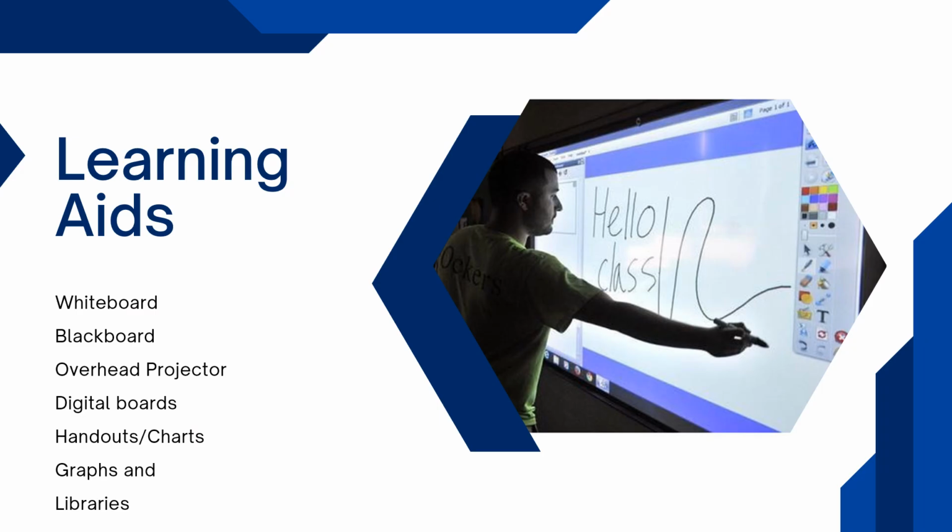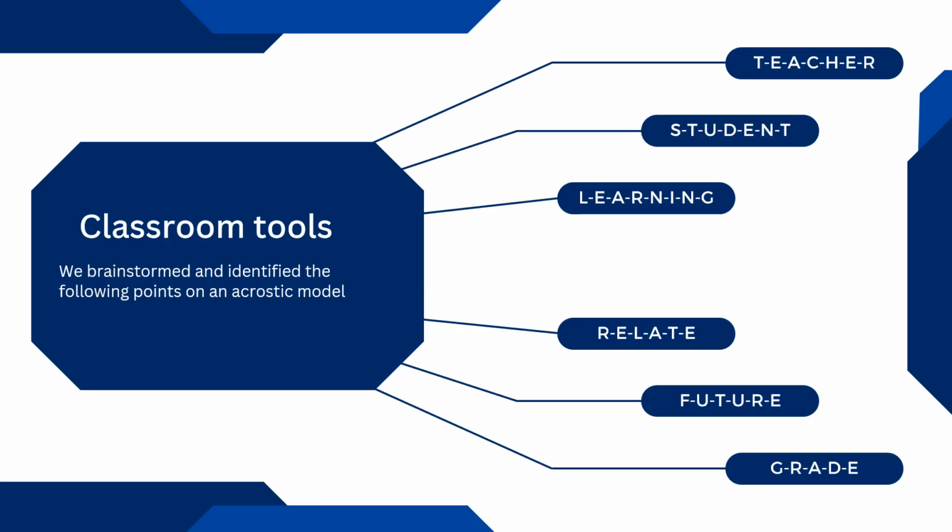Here are some learning aids for classrooms: whiteboard, blackboard, overhead projector, digital boards, handouts, charts, graphs, and libraries. At Find What Next, we identified a set of words like teacher, student, and grade, which we brainstormed using the alphabets in the word. Here are the results.